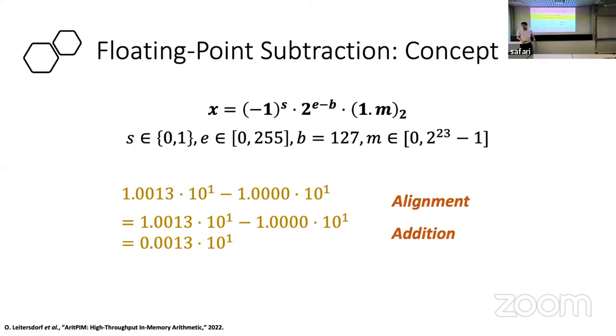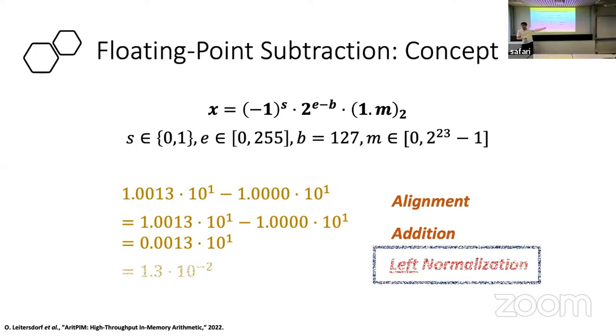We need to normalize, but now it's not normalizing like last time. It's not either bigger than 10 so we need to shift once or not. It's some unknown amount of zeros. And our goal is to shift that unknown amount of zeros to the left, and then also to report how many of those zeros we shifted. So we can think of this as we have a number, shift it to the left until there's a non-zero MSB, and also report how many you shifted so that we can fix the exponent. We can call this step left normalization.